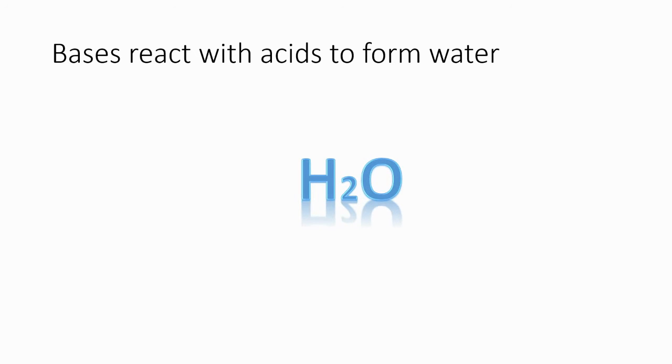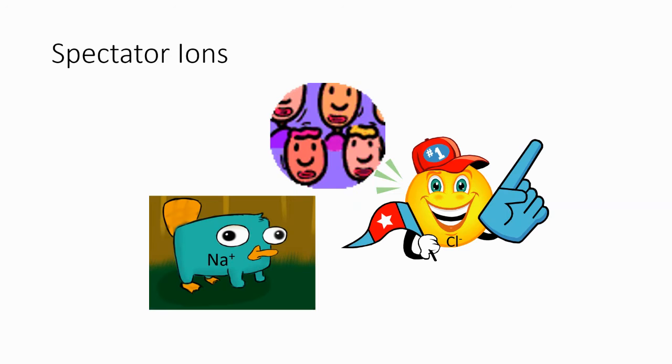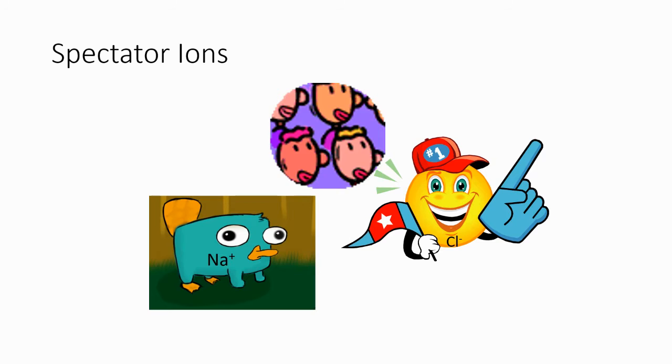And so we're just going to do a little predict the products with that in mind, and hopefully it'll help you as we get into titrations understand that when an acid and a base come together, there is the potential for water. And we call the other ions, the ones that were not becoming water, spectators.